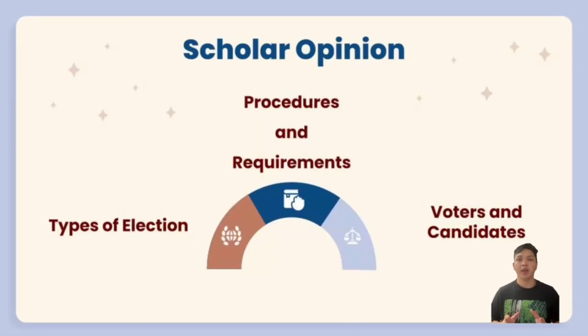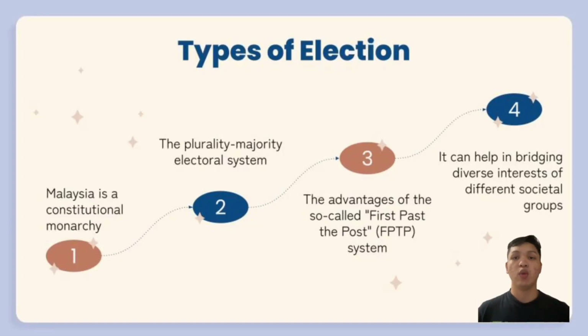For scholar opinion, we have 3. First is the type of election, second is procedure and requirements, third is the voters and candidates. Let's get into it one by one. Regarding the type of election, most of the scholars in Malaysia state that Malaysia is a constitutional monarchy that uses a Westminster style of parliament that is inherited from the British.